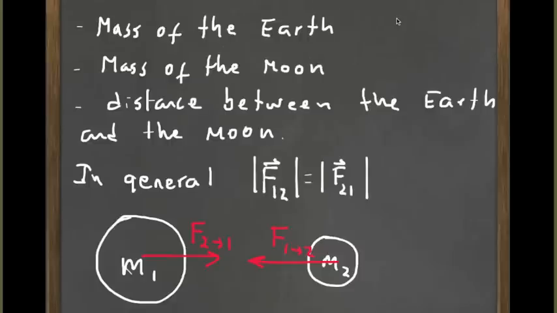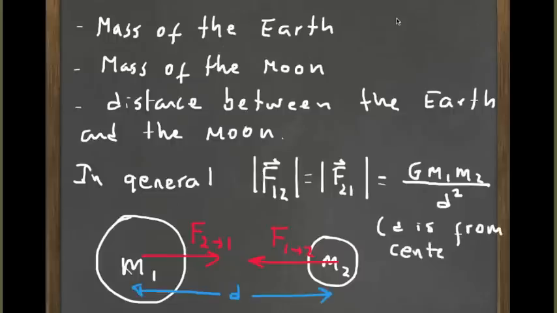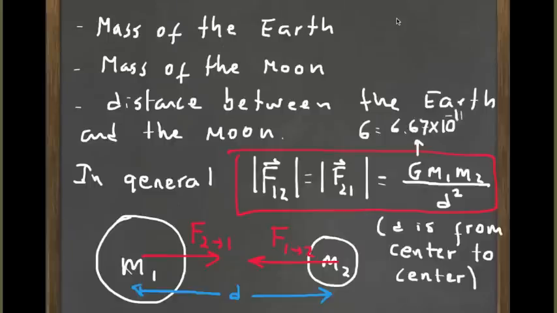The magnitude of these forces, they are equal in magnitude, is equal to G m1 m2 divided by d squared. So the product of the masses is in the numerator, and in the denominator, the distance between the centers of the masses squared. The constant G is called the gravitational constant, and it is equal to 6.67 times 10 to the minus 11 newtons meter squared over kilogram squared. So this is another way to see that the gravitational force is a very weak force, since the constant G is such a small number.